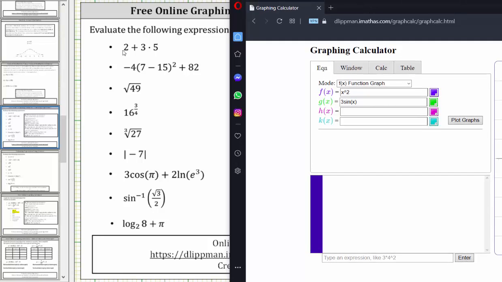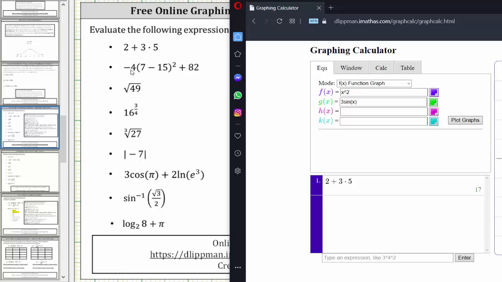The first expression is 2 plus 3 times 5. We click in the type an expression cell and enter 2 plus 3. The multiplication symbol is above the 8, and therefore we press Shift 8 for multiplication, then 5, and then click Enter. The expression is equal to 17.